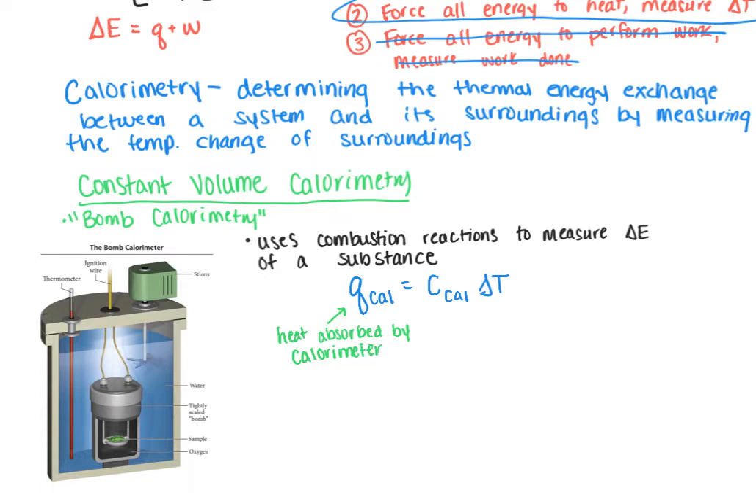So take a moment to think about that. If heat is being absorbed, do we expect our Q value to be positive or negative? So when we think about that, we know that our Q value should be positive because the calorimeter is gaining heat. And then the C value is the heat capacity of our calorimeter.